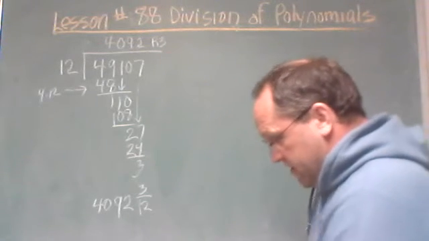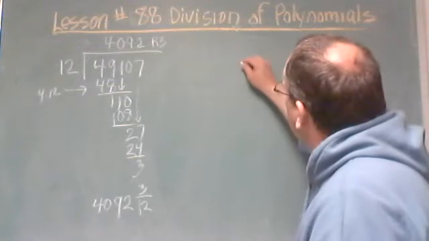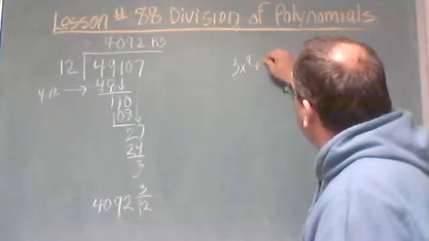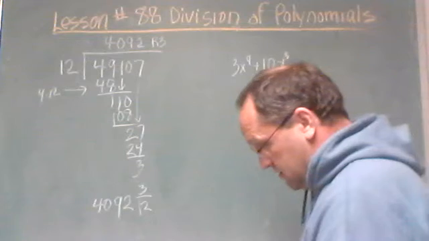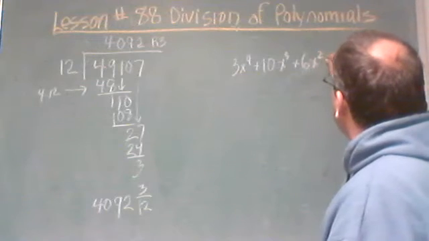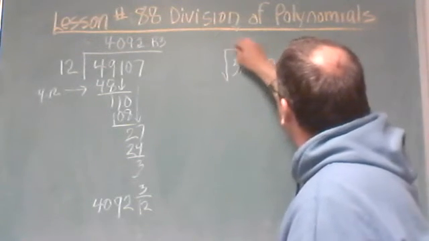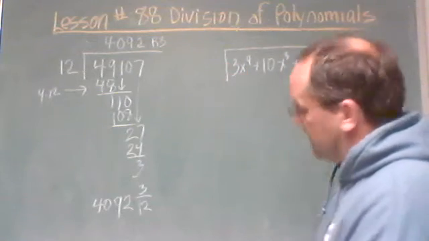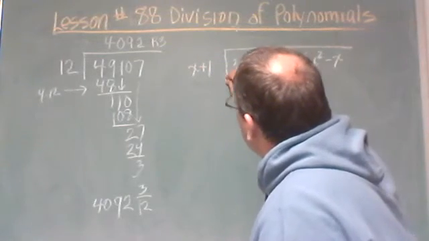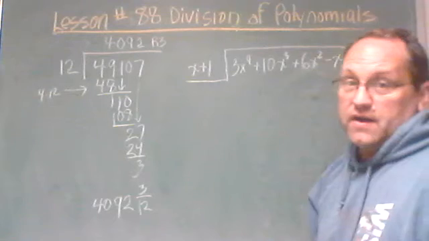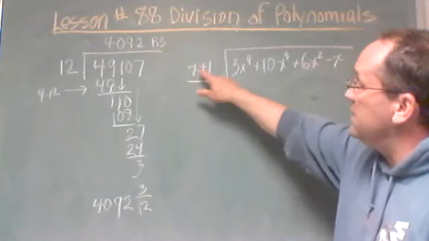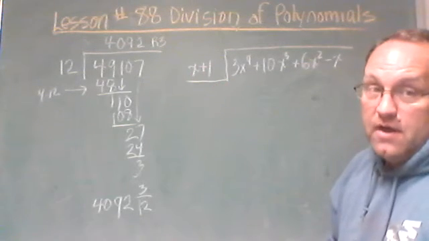So what am I going to do? I'm going to want to divide 3x to the fourth plus 10x to the third plus 6x squared minus x. And I want to divide it by x plus 1. In the book they have this convention, you can do that to show that it's a division by a polynomial. So why a polynomial? I have 2 terms now that I'm dividing by.